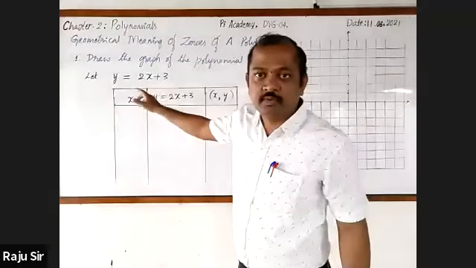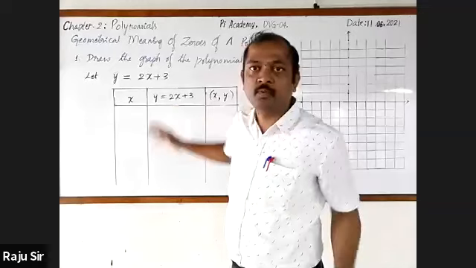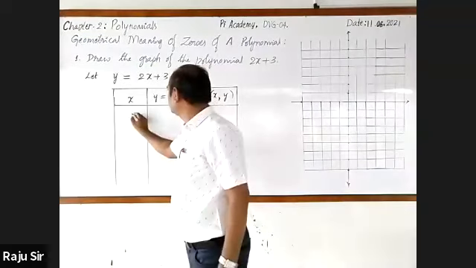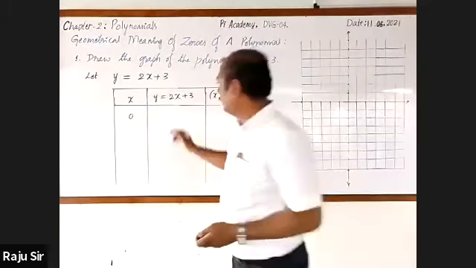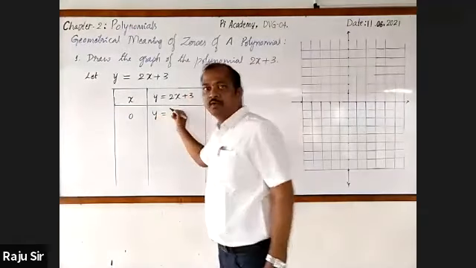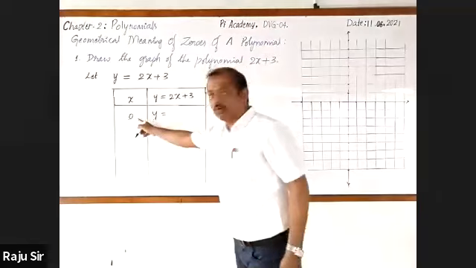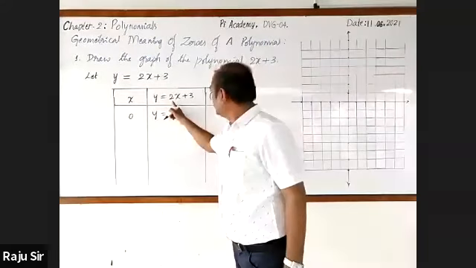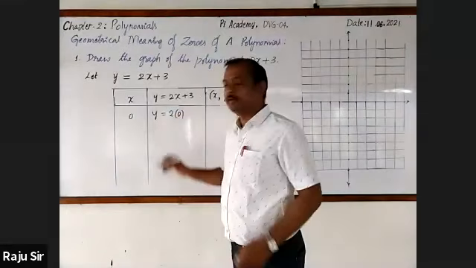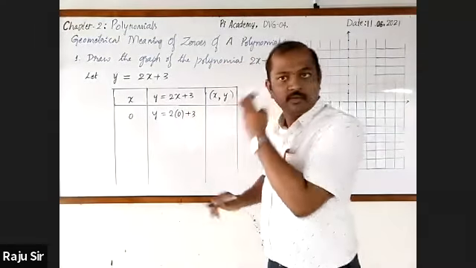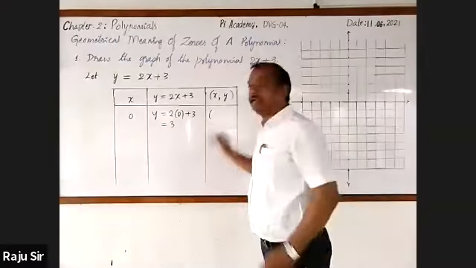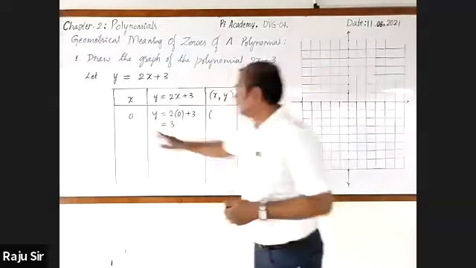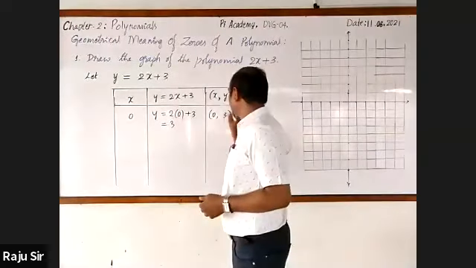Let's go for choosing the values for x to find out the values of y. I'll say first 0. Then y is equal to, observe and go on writing it. Substitute 0 in place of x. It is 2 into 0 plus 3. 2 zeros are 0. 0 plus 3 is 3. Now, we can write the ordered pair or the coordinates of a point: where x is 0, y will be 3. That is (0, 3).